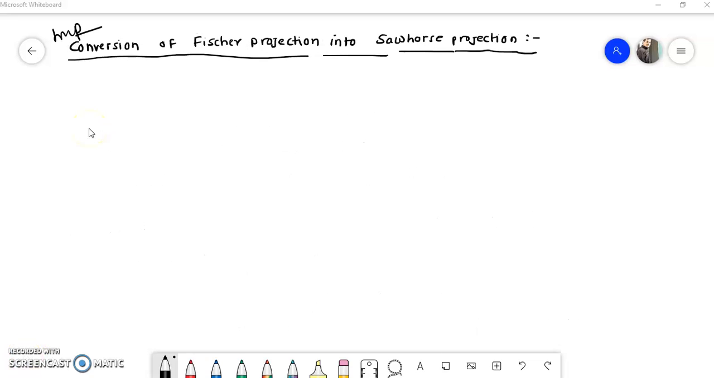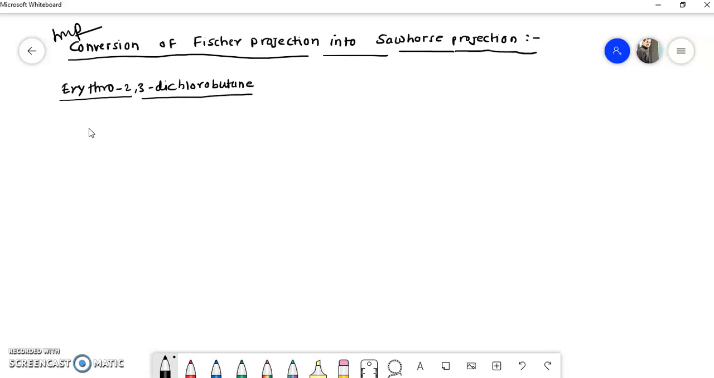First of all, we will see how to convert a Fischer projection formula into a Sawhorse projection formula. To study this conversion, we will take one example. Consider the example of erythro 2,3-dichlorobutane. So we will draw its Fischer projection formula first.